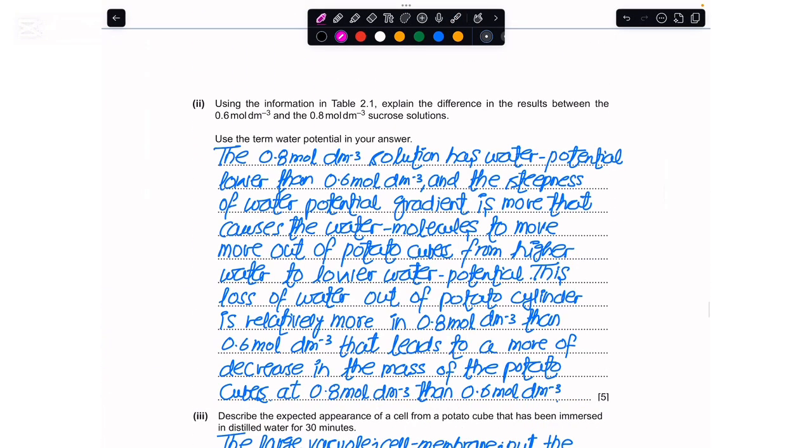Now for the second part, we are required to use information given in table 2.1 and explain the difference in the results they have given us for two concentrations. One is the 0.6 mole per dm cube sucrose solution concentration, and the other is the 0.8 mole per dm cube sucrose solution. The examiner is clearly hinting that you need to write the term water potential in your answer, and the total marks given are 5 here.